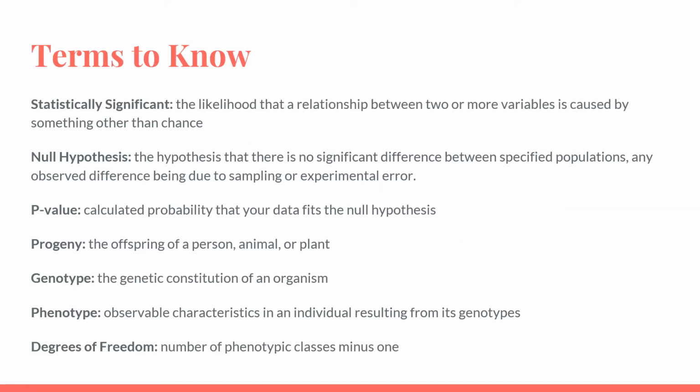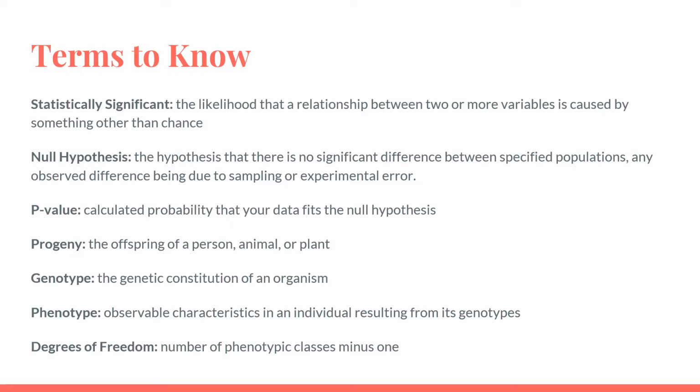Here are some terms to know if you are going to learn the chi-square test. The first is statistically significant, which is the likelihood that a relationship between 2 or more variables is caused by something other than chance. The null hypothesis, the hypothesis that there is no significant difference between specified populations, any observed difference being due to sampling or experimental error. And p-value, the calculated probability that your data fits the null hypothesis.